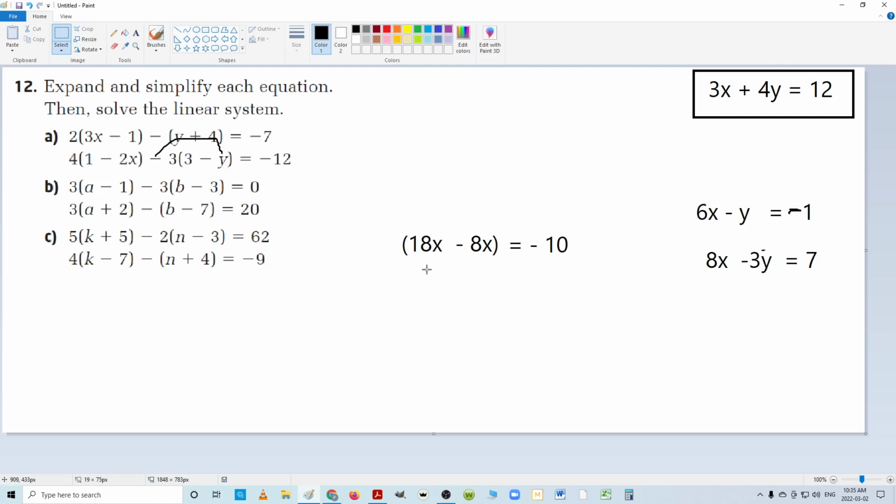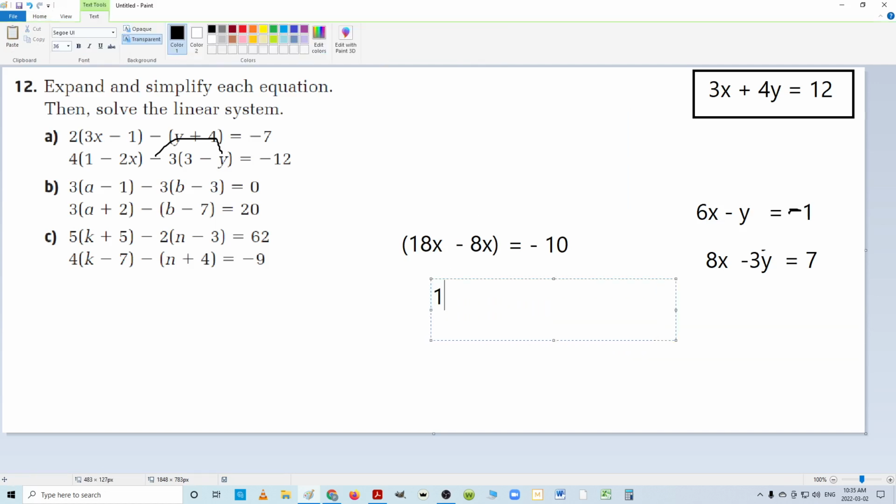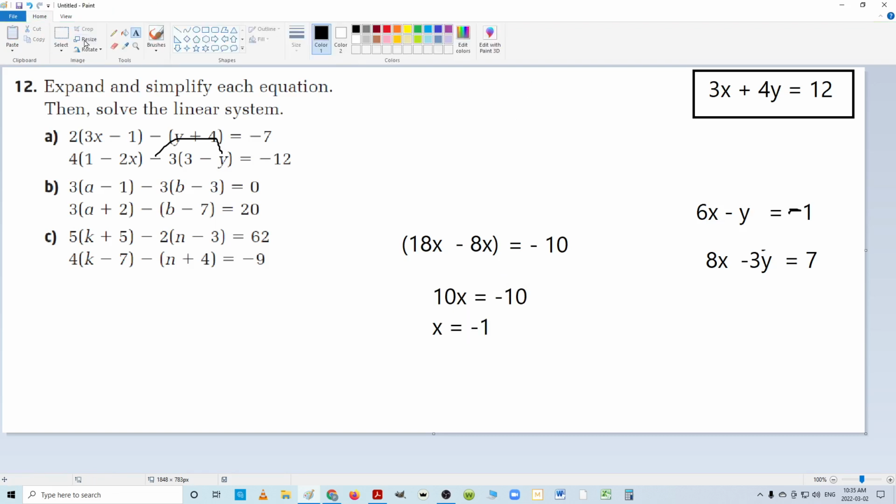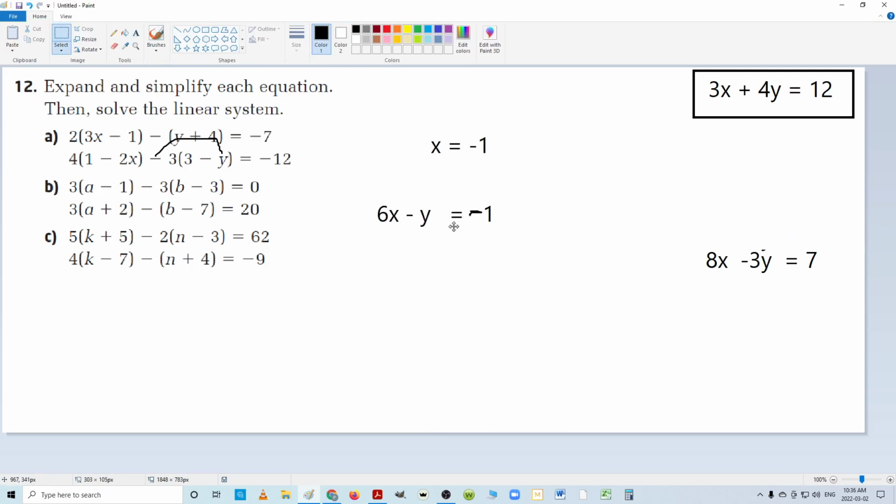Right? So clearly I get 10x is equal to, oh, equal to minus 10. See how easy it's done? Divide both sides by 10. And I get that. Now, I would use the simplest line. I'm halfway there. I use the simplest line to figure out my y value.